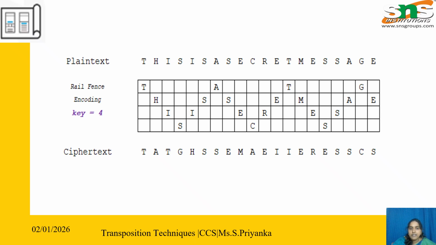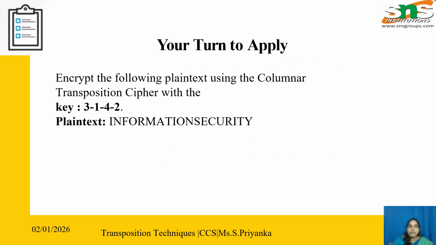TATG HSSE. We write it row wise, that is TATGHSS, so that this ciphertext is in an unreadable form. As you all know, there is encryption and decryption. This is a message whose ciphertext cannot be read. The message given is: this is a secret message, and the ciphertext for this plaintext is in a non-readable form. So we are choosing this cipher as the best one.